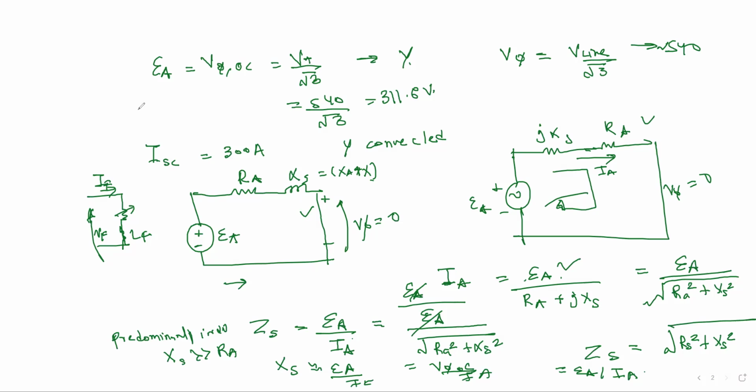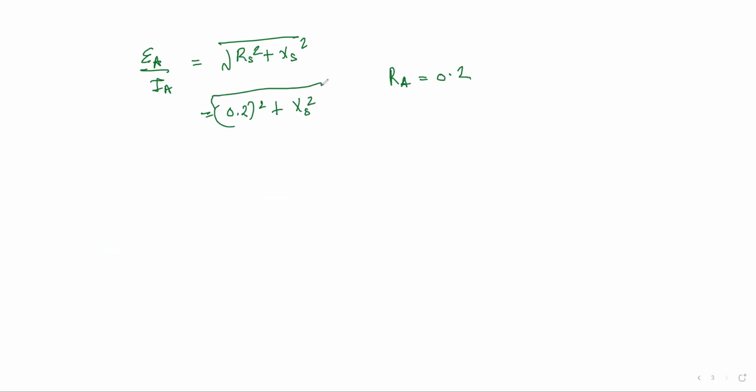So you need to calculate this. I just derived it, so here we can write Ea by Ia is equal to the square root of Ra square plus Xs square. The values have been given. The Ra value you just calculated was 0.2, and Xs is yet to be calculated. So you do 0.2 whole square plus Xs square, and the square root of it. Ea value is 311.8, and Ia is given in the question, that is 300. Just square both sides in the calculation.